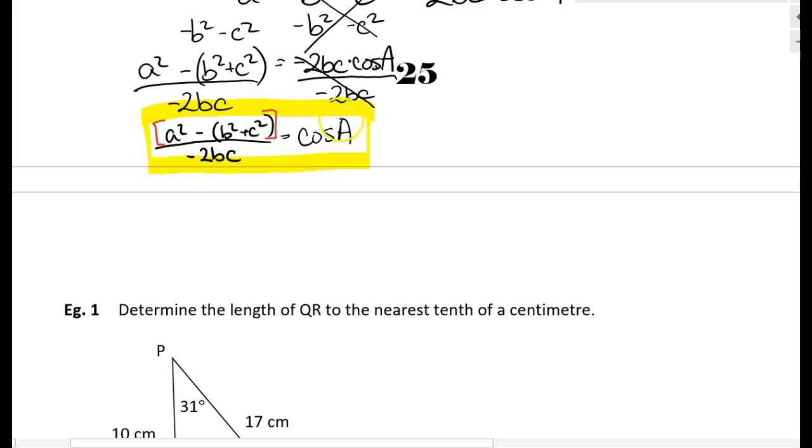Also, please note that our angle technically isn't isolated here. In order to be able to isolate A, we would need to get rid of cosine. We need to undo that function, and that is by the inverse function. So that second function cosine button on your calculator is going to come into play.